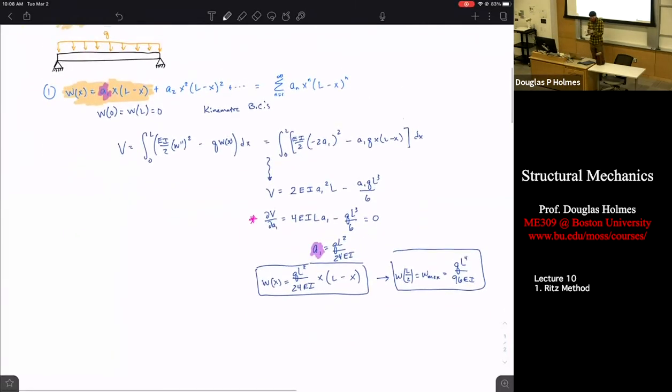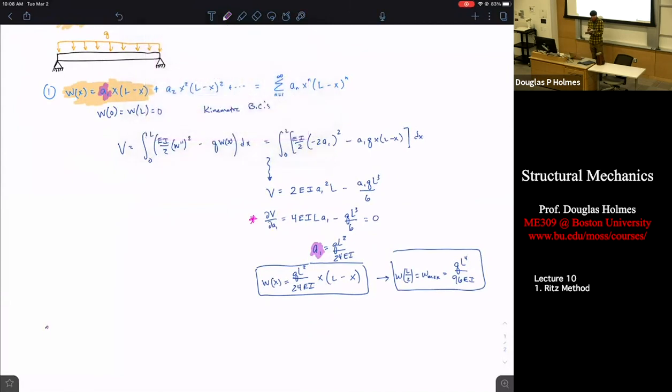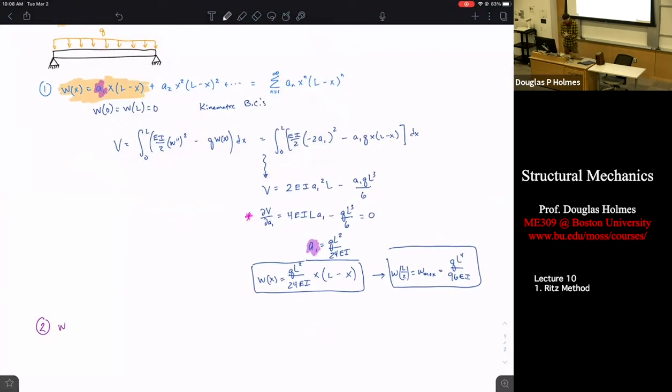Same problem, everything's the same, except what I'd like you to do is use a Fourier series. And so let's take our guess this time. W of x is equal to the sum from n equals 1 to infinity of a sub n times the sine of n pi x over L.